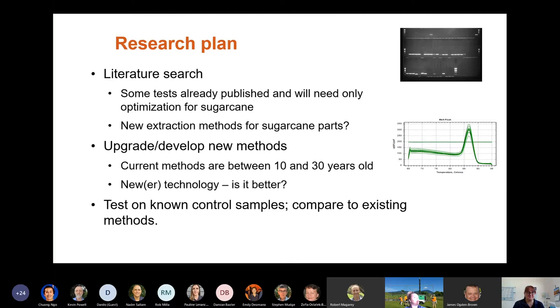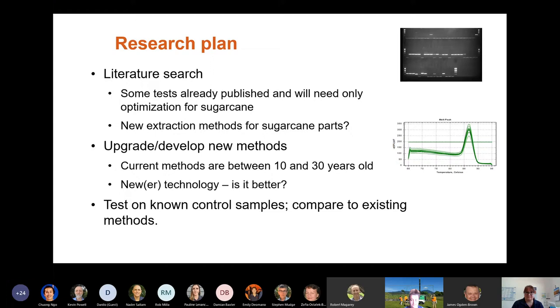As I said, the current methods, some of them are between 10 and 30 years old, and there is newer technology, newer diagnostics. Is it better? So what we wanted to do is test these new methods on control samples that we know are positive and compare them to the existing methods, and then come to a conclusion as to which tests may be the future rather than the past.